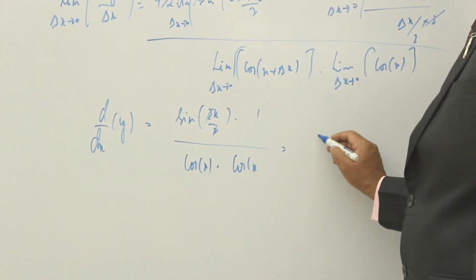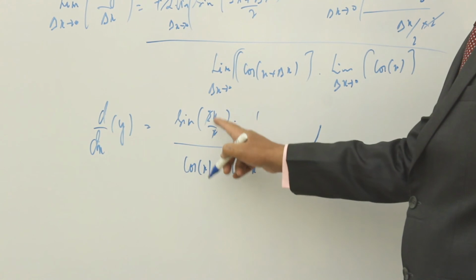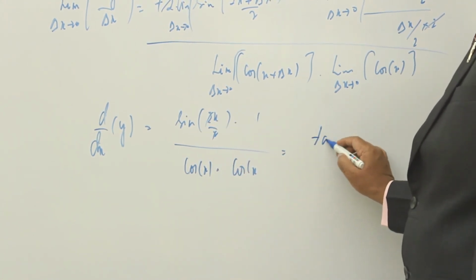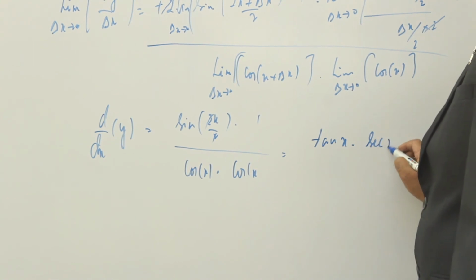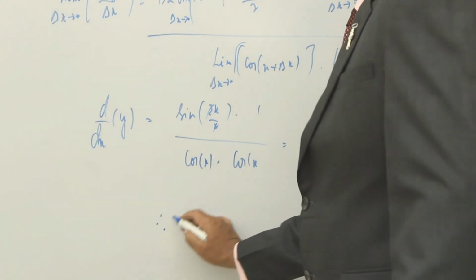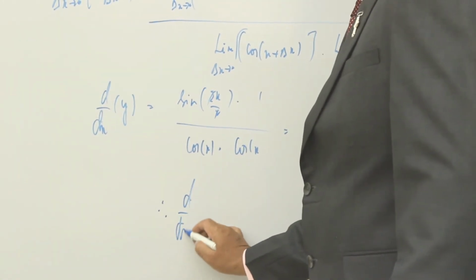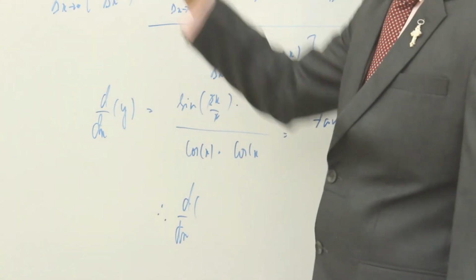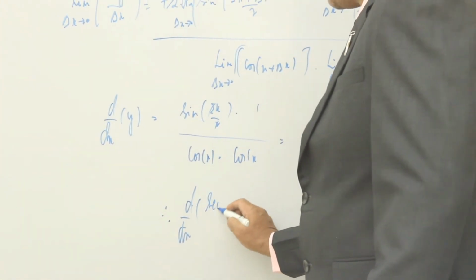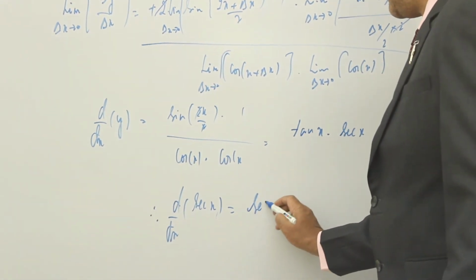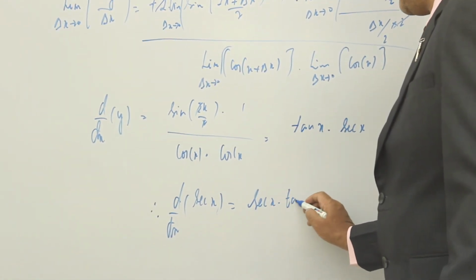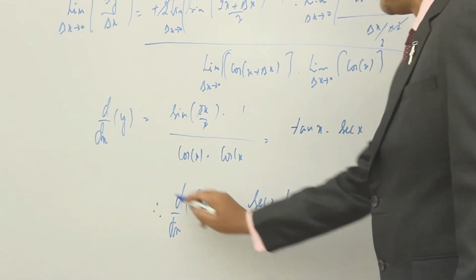So this will result in sine x by cos x, which is nothing but tan x, into 1 by cos x, which is nothing but secant x. Therefore we get d by dx of y, from equation 1, is sec x. So d by dx of sec x is nothing but secant x into tan x. So this is equation 1.